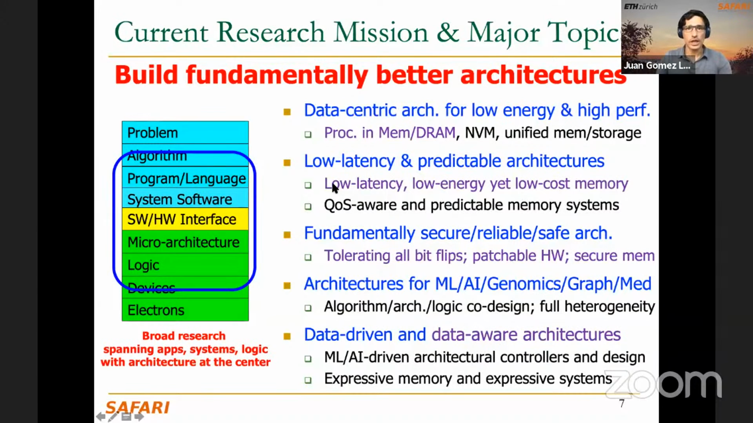Okay, so as I was saying, our current research mission is to build fundamentally better computer architectures. You can see here some of the major topics that we work on in our group: data-centric architectures, low latency and predictable architectures, fundamentally secure, reliable and safe architectures, architectures for ML, AI, graph processing, genomics, and other types of applications, and data-driven, data-aware architectures that can take advantage of the data that they handle, and analyze this data in order to make intelligent decisions. We will also see some examples of that in this presentation, and for sure later in the course.